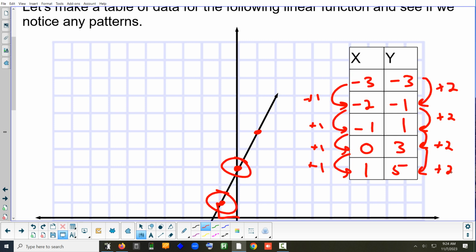Then that is linear. The key is you have to add the same number each time in order for it to be linear. If this one, let's say this was like a 7, then I would say, okay, this is a +2, +2, +2. Oh, that's not a +2, that's a +4. That would no longer be linear. Okay, so the key is you add the same number each time. That makes it linear. So let's write that down.